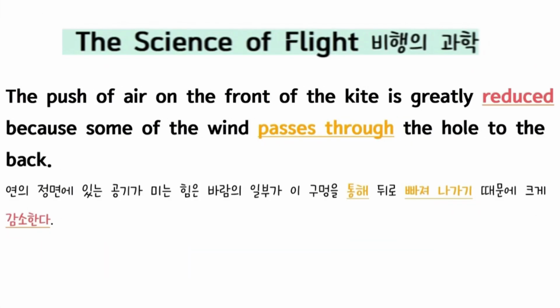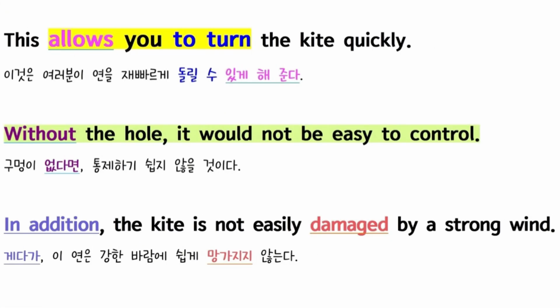The push of air on the front of the kite is greatly reduced because some of the wind passes through the hole to the back. This allows you to turn the kite quickly. Without the hole, it would not be easy to control. In addition, the kite is not easily damaged by a strong wind.